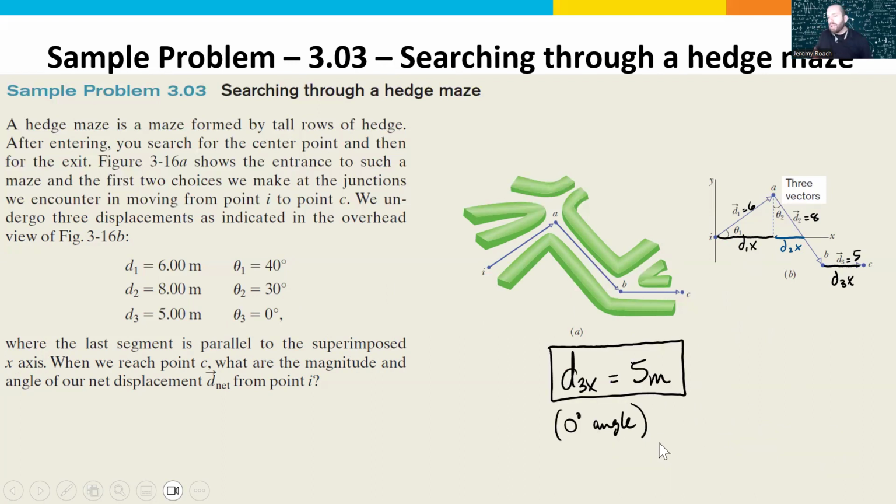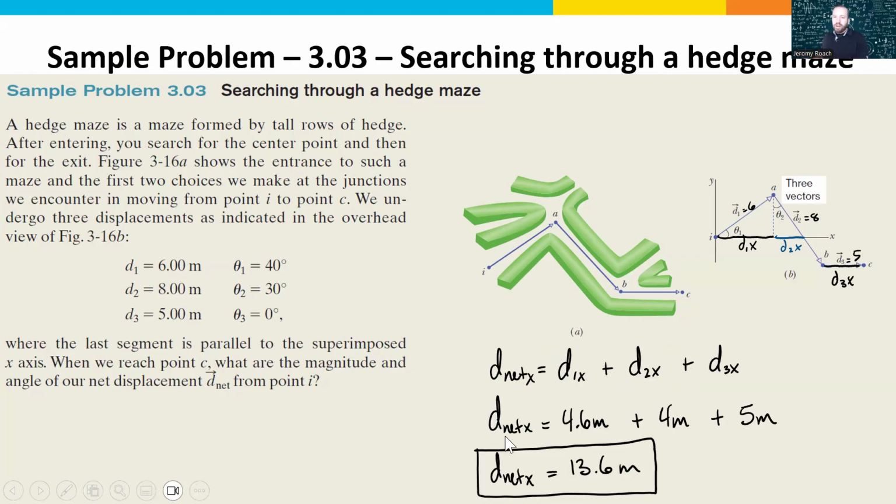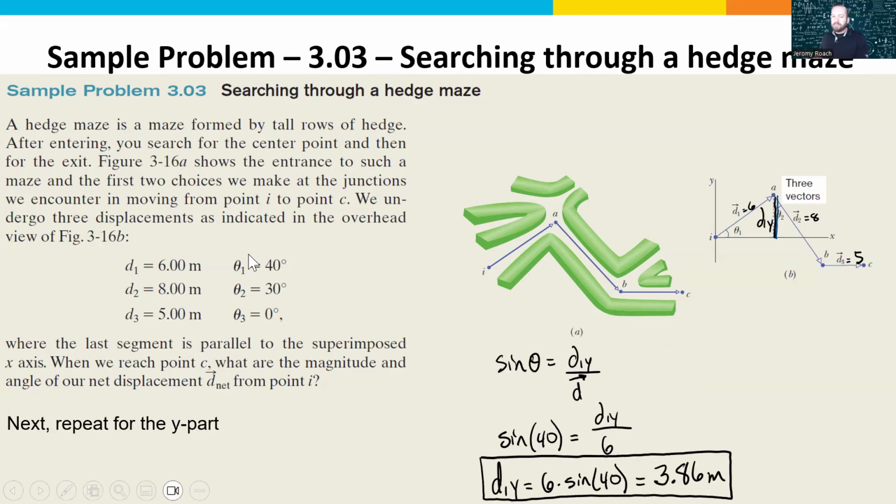And finally, for D3x, D3 is equal to D3x because it's not on the x-axis, I should say, it's parallel with the x-axis. And so because it's parallel, it's an angle of 0, and we just say that D3x equals 5. Now we sum those together to get the net total of D in the x direction. So it's 4.6 plus 4 plus 5 gives us 13.6 meters in the x direction for D.